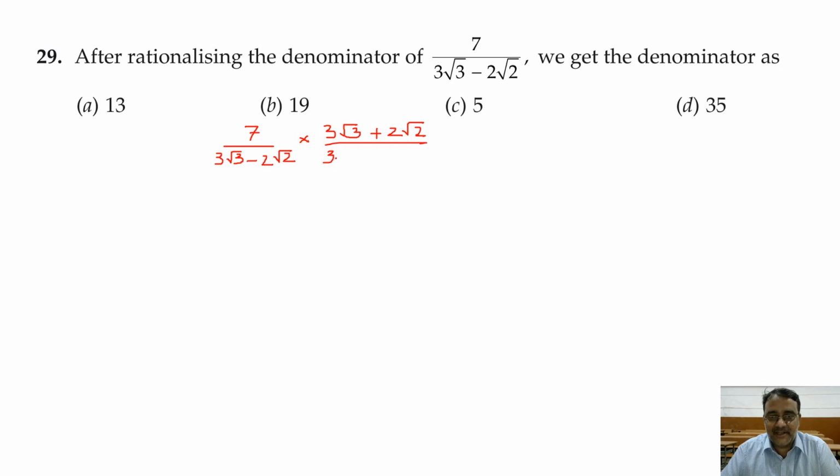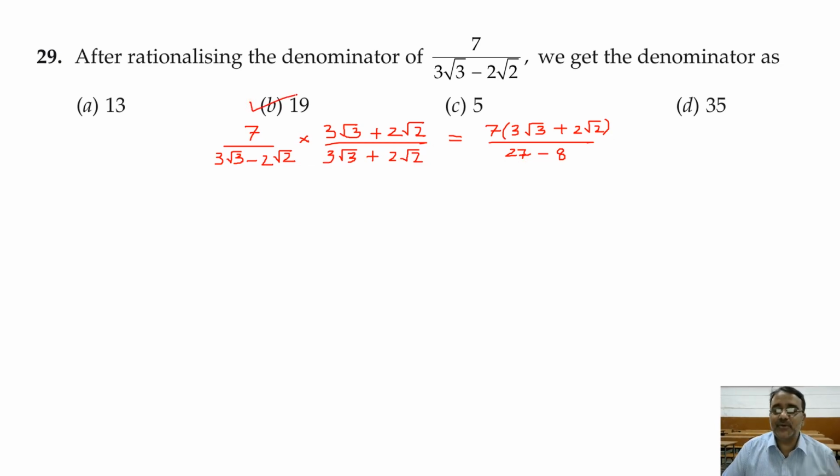अब हम लोग denominator को multiply करेंगे. The denominator is in the form of a plus b into a minus b. So what is the square of 3 root 3? 27. And what is the square of 2 root 2? 8. So we are going to substitute 27 and 8. 27 minus 8. So कितना होगा denominator? 19. So which option is the correct one? Option B, right.